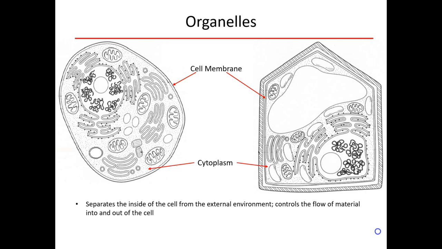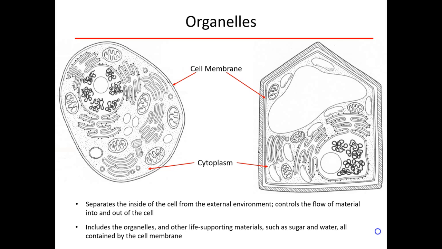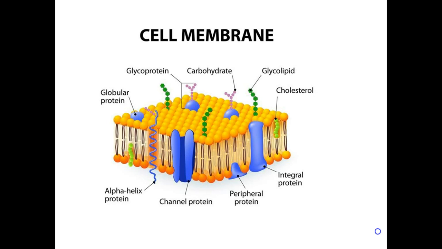They both have cytoplasm, and it includes our organelles and other fluids and sugars and water. It helps to keep the cell alive. So here's an example of a cell membrane. We say that it has two layers, but more importantly, we can see that there are other things embedded in it that help to control the flow of material in and out of the cell and allow for the cell to be identified by other cells.